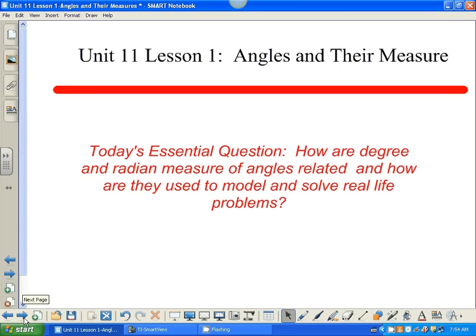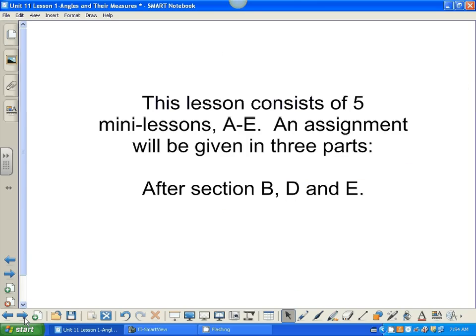All right, so on Lesson 1, we're going to talk about angles and their measures. And by the end of this lesson, you should know how degree and radian measures are related and how we are using them to model and solve real-life problems. So this lesson consists of 5 mini lessons, A through E. So if it were me, I might watch the first part of this, and then there is an assignment that is given, and it's up to you if you want to stop and do the assignment or do the assignment in class the next day and take notes. But just know that I've taken this lesson and divided it into 3 parts.